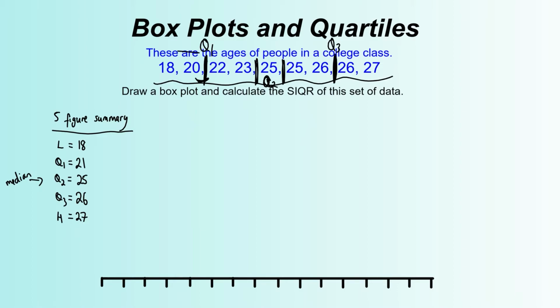Again, remember, it's really important that they're in order from lowest to highest. We then use them to calculate a couple of things. We can use them to draw our box plot, and we can use them to calculate what's called a semi-interquartile range or an interquartile range. We'll go through both of them. Probably the semi-interquartile range is the more common, but it doesn't hurt to know both, and they're really, really similar.